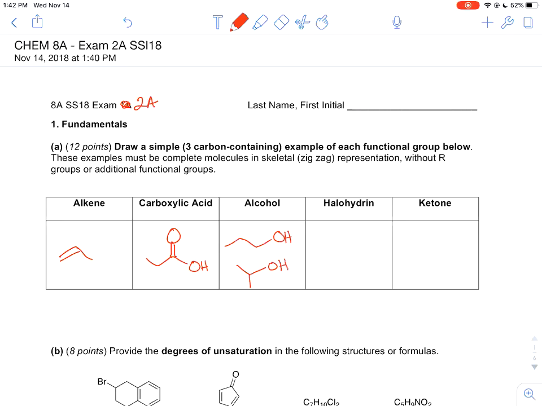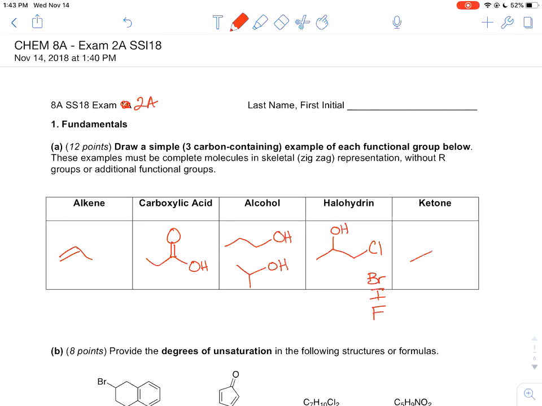A halohydrin you're familiar with from that reaction in chapter 8. And a halohydrin has a chlorine, it could be a bromine, an iodide, or a fluorine as well on one carbon, and an OH group on the next door carbon. In order to make it have 3 carbons, you just add one more right there. Could have added it to the other side as well.